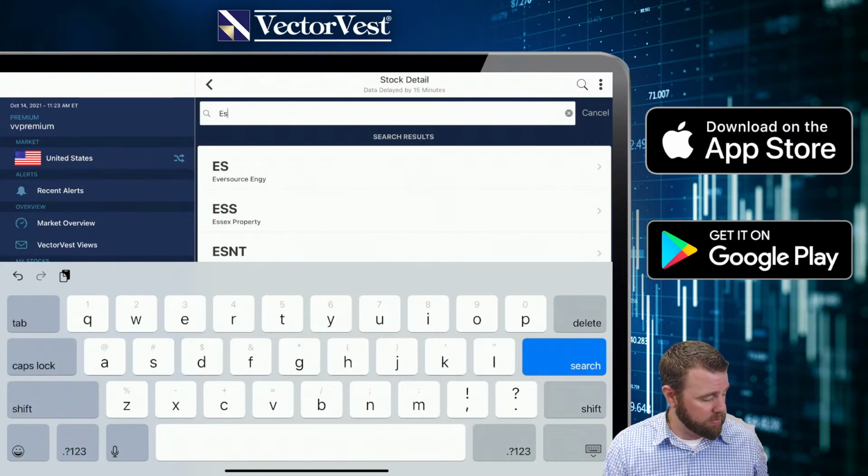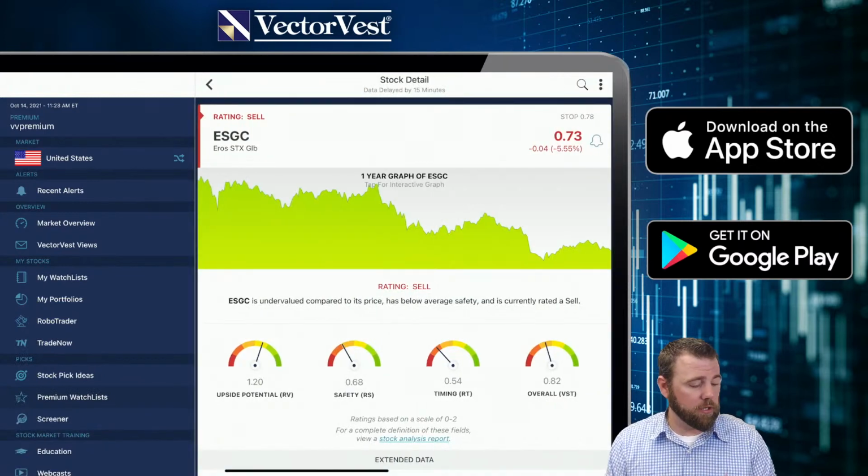ESGC. Good long-term potential, but a lot of risk to get to that long-term potential. And a really strong decline right now. Overall, stock's definitely not favorable here.